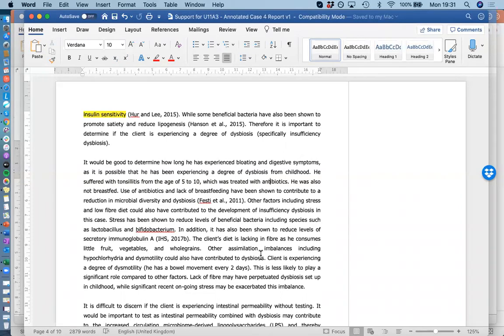The key thing is that you keep bringing it back to the case. So when you're outlining the factors that could be contributing to the imbalance, it's so important that you link it back to the case study and give examples. That is really a key part of it, that you can bring it back to the case and you're making it specific to the client.